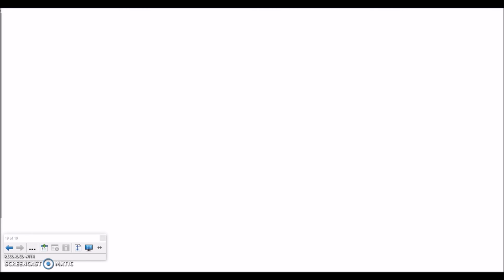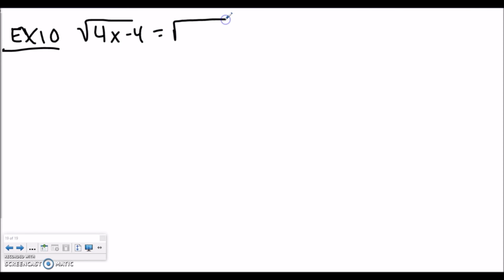Last problem. Example 10. Square root of 4x minus 4 equals the square root of 2x minus 1 with a plus 1 that is not in the radical. Just like in problem 9, we are going to square both sides.